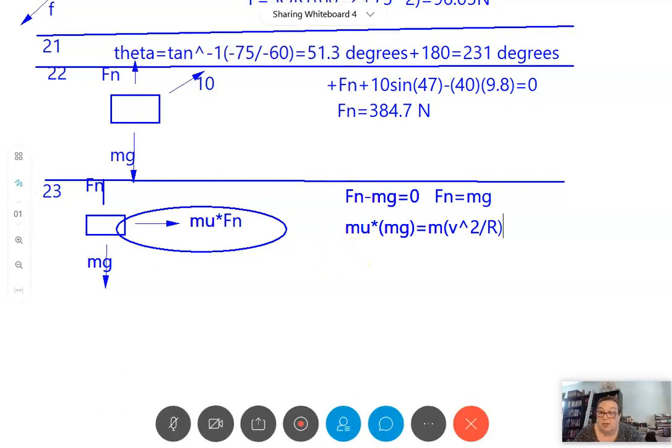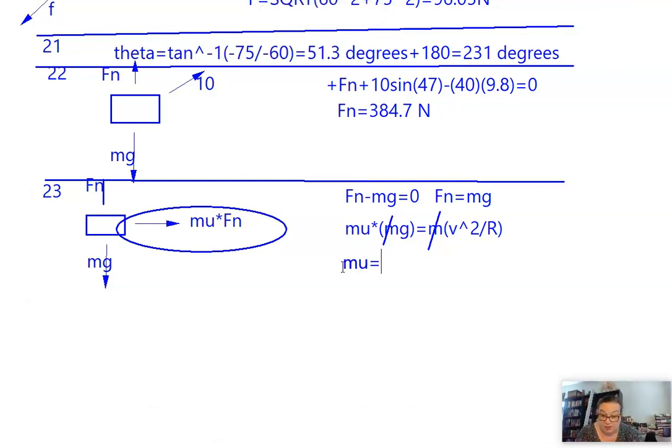Now, you'll notice in this equation that the mass is going to cancel on the left-hand side and on the right-hand side. So you don't have to worry about the masses. The mass of the car is not important here. That mass will just cancel right out. And we want to solve, in this case, for mu. So if we solve for mu, we're going to get that mu is equal to our speed squared, which is 30 squared, divided by r times g. And our r is 150, and g is 9.8.